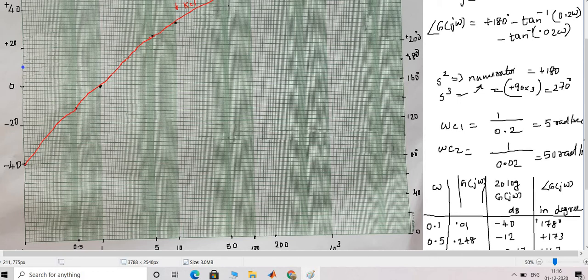Corresponding to 0.5, the value is 173, so it is here. Corresponding to 1, the value is 167. Corresponding to 5, the value is 129, which means it will be somewhere here, around 120. And corresponding to 10, the value is 100, 105.